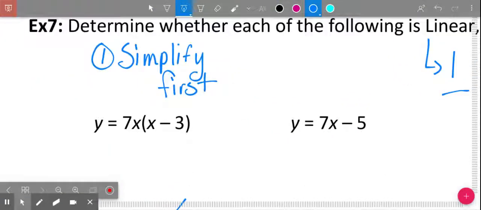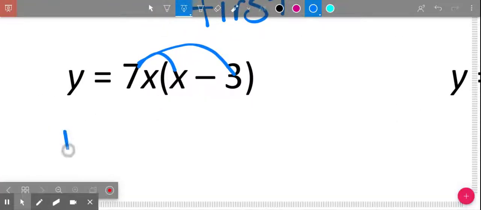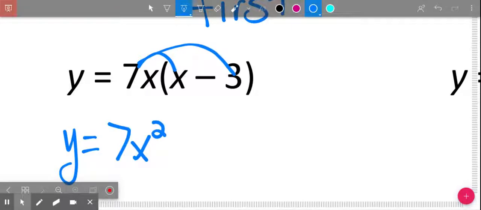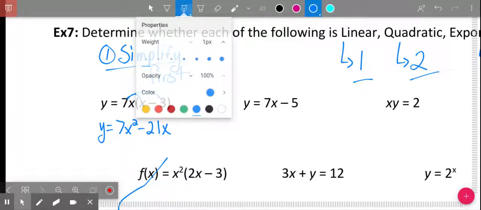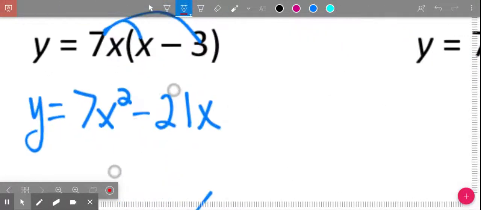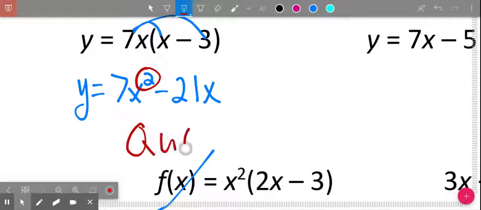So if I look at the first one, I have y equals 7x times (x minus 3). Remember, you have to simplify first. So I need to distribute that 7x to everything. When I do that, I'll have y equals 7x times x gives me 7x squared. Then 7x times -3 gives me -21x. So now this is simplified. And if I look at this, the largest exponent here is a 2. Therefore, this has to be quadratic.